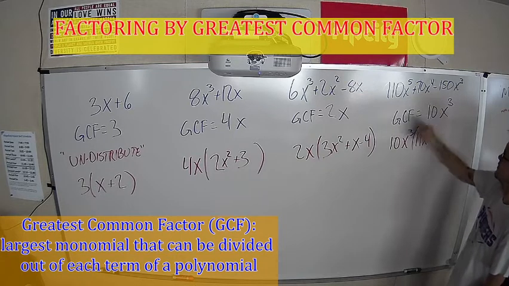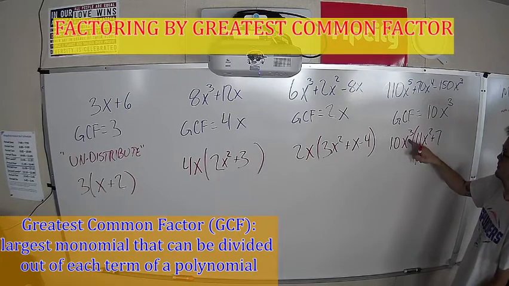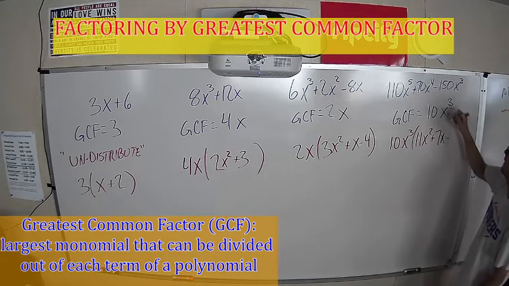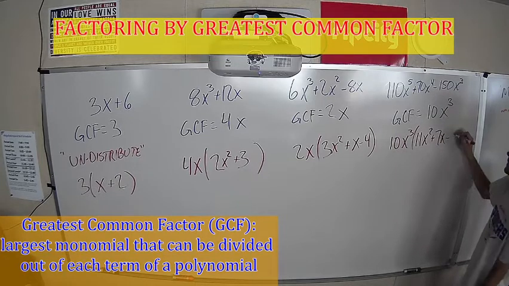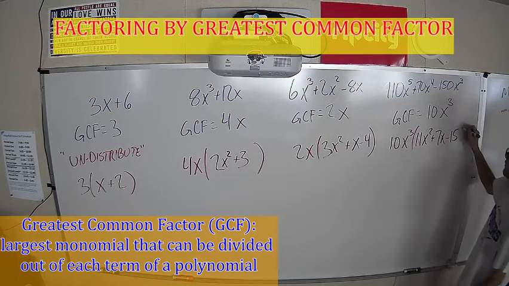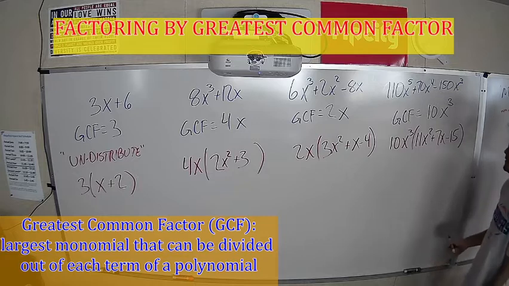Plus 70 divided by 10 is 7. X to the fourth divided by x to the third is just x. Minus 150 divided by 10 is 15. X to the third divided by x to the third is 1. So we don't need to write it because negative 15 times 1 is indeed negative 15.